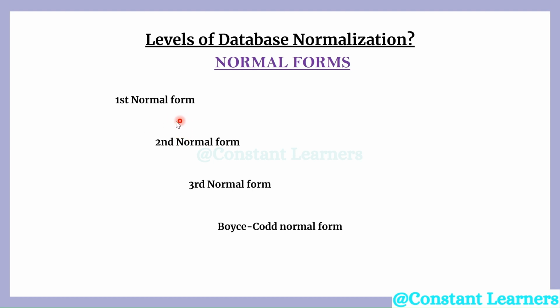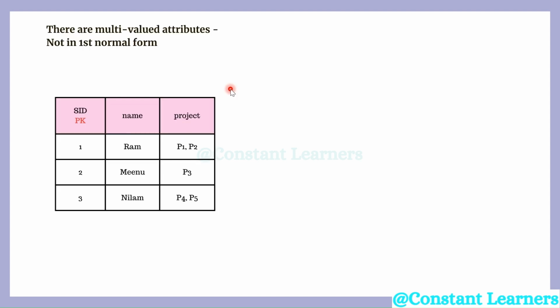Now let's get started with the first normal form. There are 4 rules to transform a table into first normal form. Now we can see this table here wherein student ID is the primary key, then we have the name column, and then we have the project column. The students have worked on either one single project or a maximum of 2 projects, like Ram and Neelam. These 2 students have worked on 2 projects, P1, P2 and P4, P5.